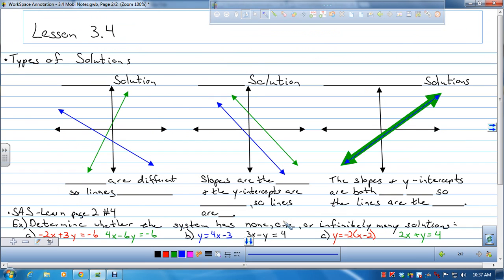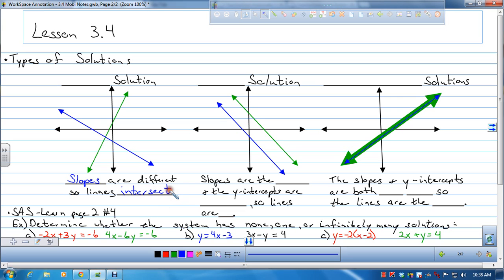Okay, now moving on, we're going to go over the different types of solutions that we can have as it pertains to these linear systems of equations. The first, as we can see, we have two different lines here. The slopes of these lines are different, you'll notice. Therefore, the lines intersect.